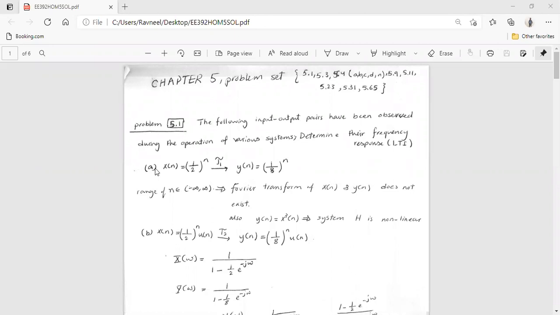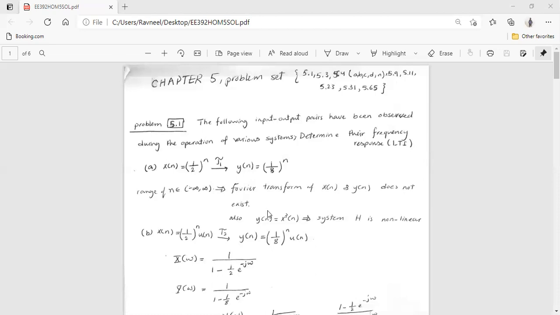So for A, x of n is equal to (1/2) to the power of n, right? That is the input that gives an output of y of n is equal to 1/8 to the power of n, right? So if you see this particular function, x of n and y of n, both are not bounded, right? Both of them are not bounded.